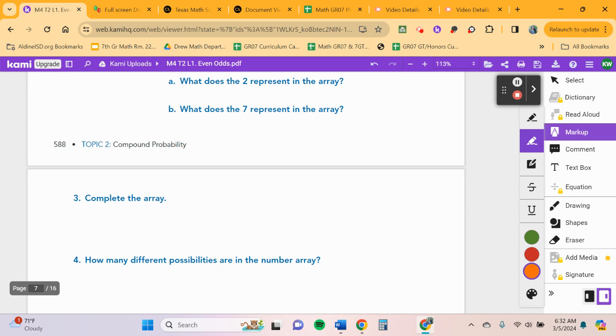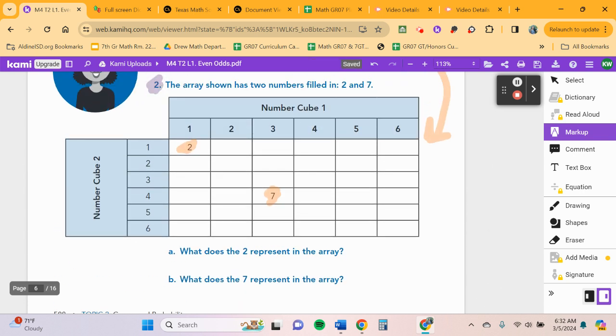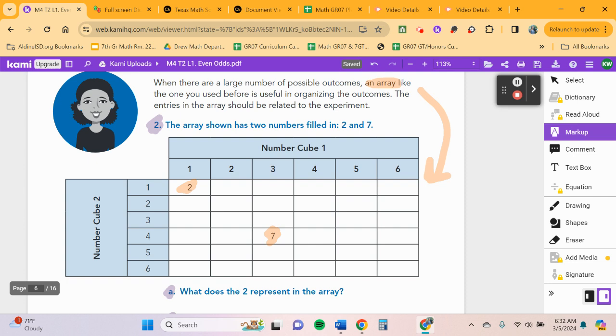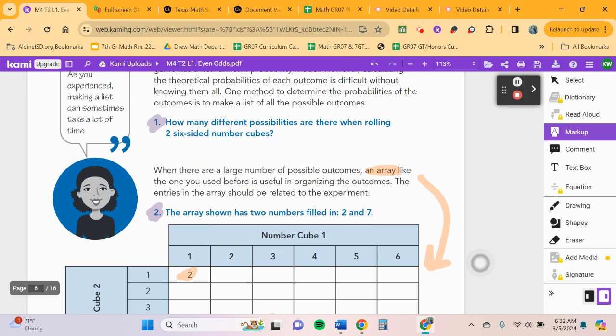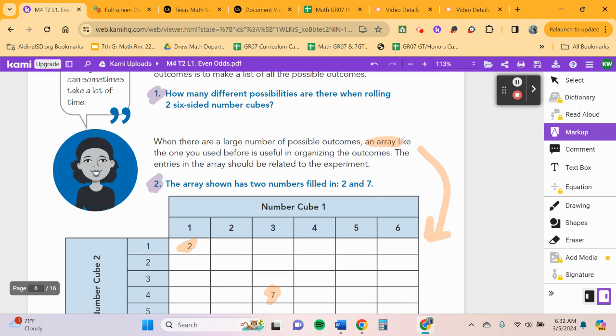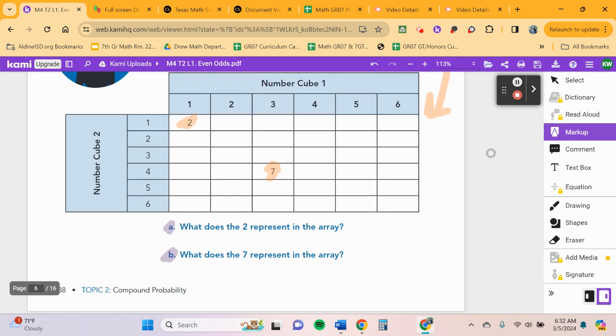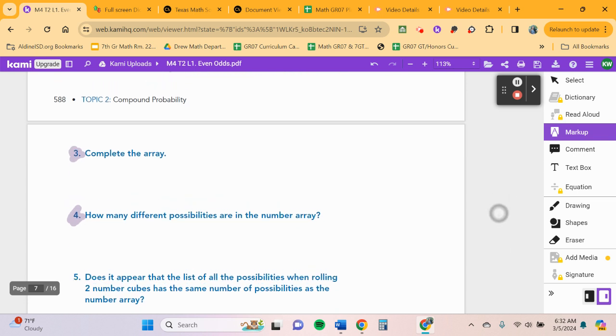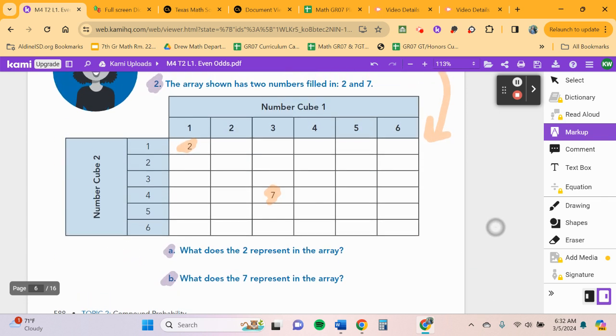So in a second, we're going to pause because I would like you to, and maybe highlight these just like I am, complete question number 4, question number 3, question number 2A and B, and also question number 1 on your own. The main thing I want you to do now is to fill in this array first and then answer those questions. So you're answering question 1, question 2, then 3, you're completing the array, and then question 4, how many different possibilities are in the array.